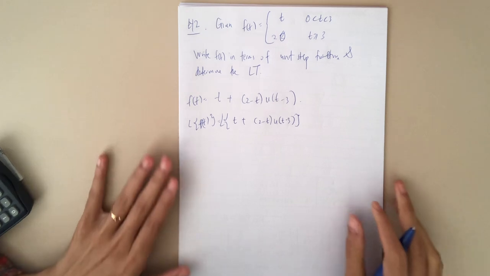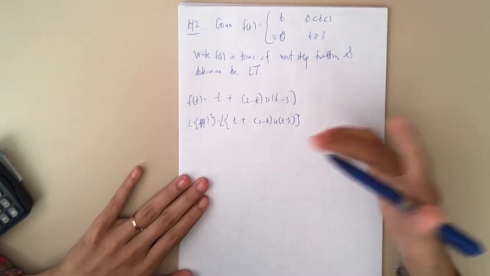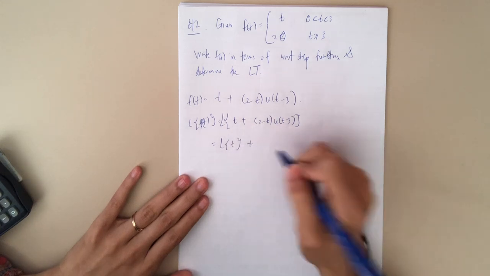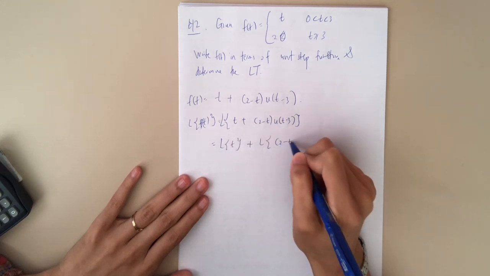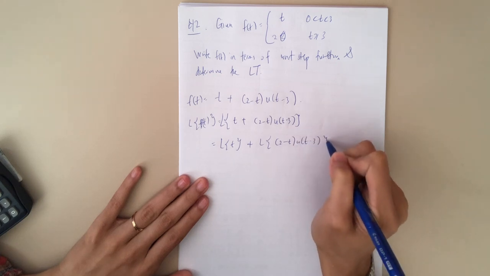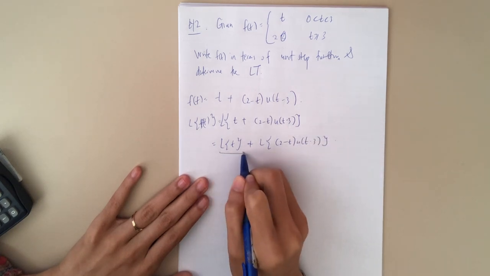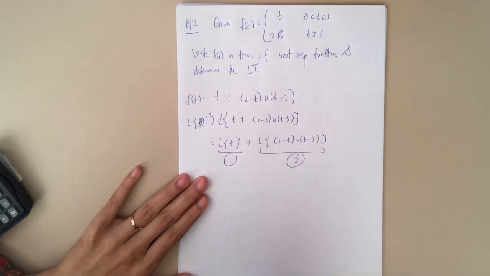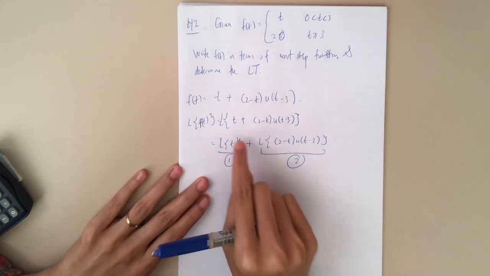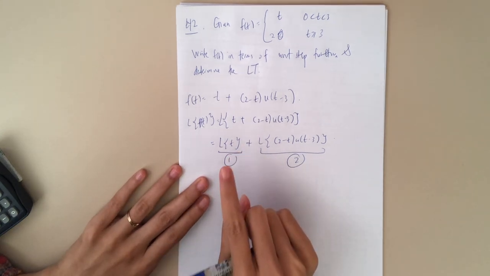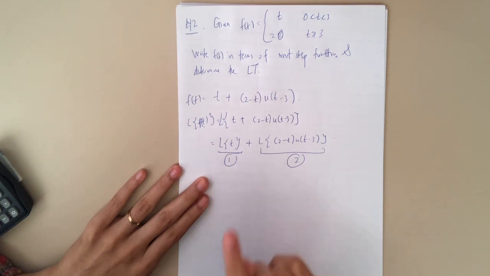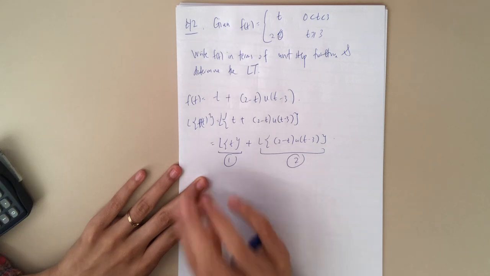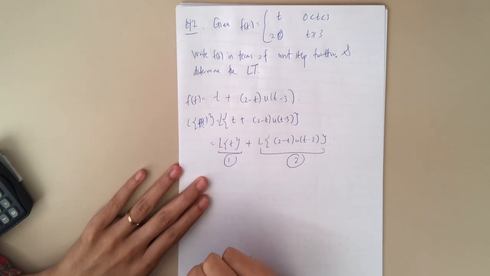So you can split it by using the linearity property. The first one is the Laplace transform of t, the second one is the Laplace transform of (2 minus t) u(t minus 3). You have two Laplace transforms to solve here. But obviously, the first one is not a unit step function. This is the basic one that we have learned in the previous video, in last week's session.